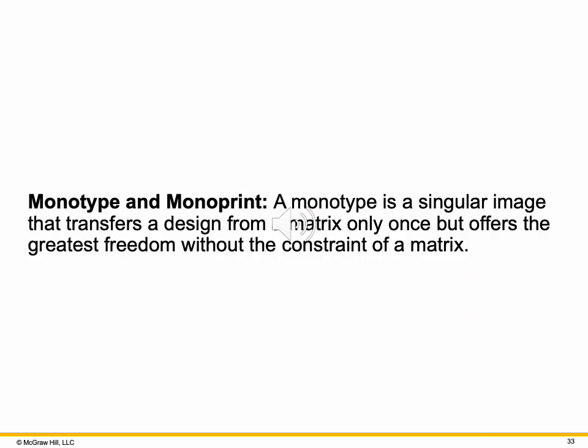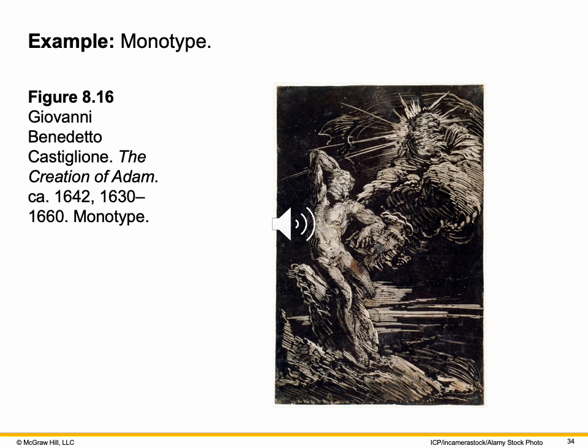Monotype and monoprint. A monotype is a singular image that transfers a design from a matrix only once but offers the greatest freedom without the constraint of a matrix. The earliest artist known to create monotypes in Western art was Giovanni Benedetto Castiglione.